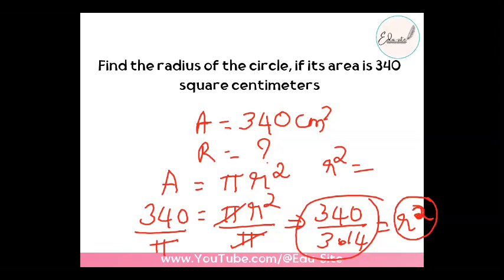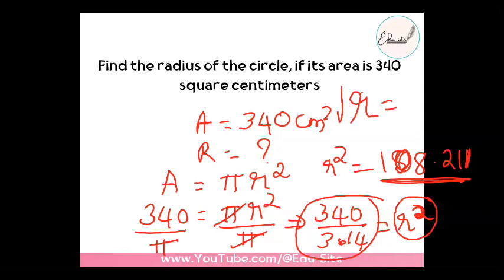It's 108.280, and there are so many more numbers. 108.21. It's enough, I guess. Just round it off. It might be 108.211 is enough, right? Okay. 108.211. This is not your answer, right? So what is the answer? You need radius. To find radius, what are you going to do? You're going to square root on both sides. Correct? Square root on both sides.